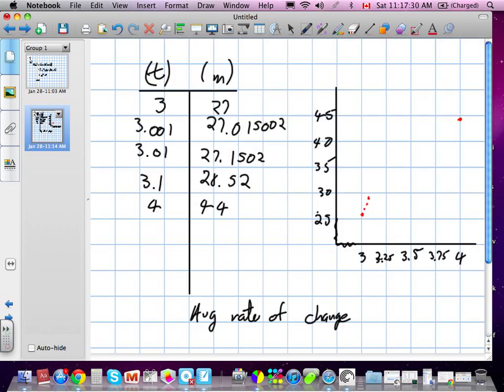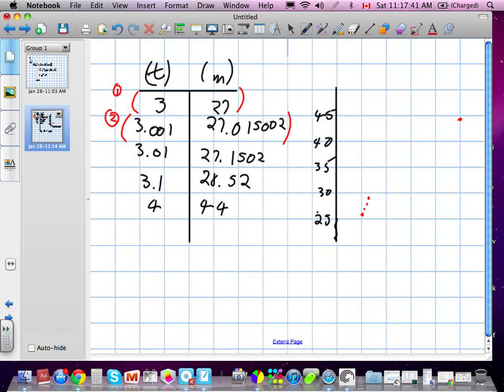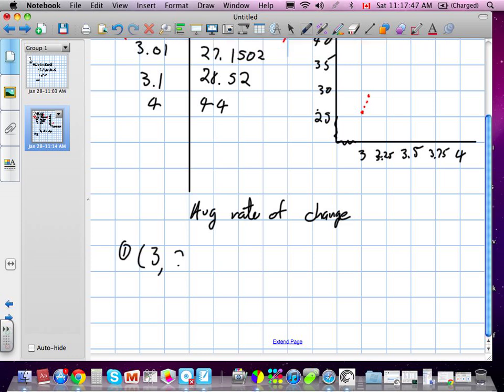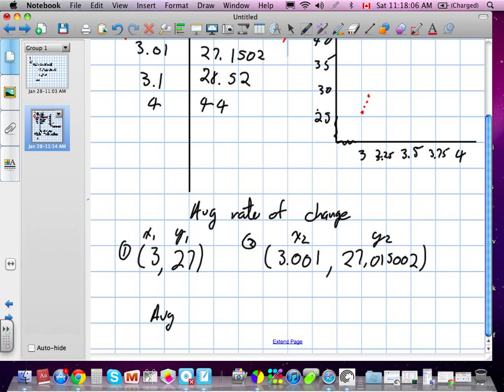Think of it like we need to find the change in terms of y on top. So we'll write the two coordinates again. Coordinate 1 is 3 and 27, and coordinate 2 is at 3.001 and 27.015002. Okay, so these are our two coordinates. We have our x1, y1, x2, and y2. Your average rate of change is equal to y2 subtract y1, very similar to slope, right? Over x2 subtract x1.